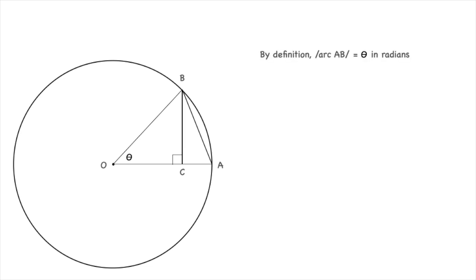By definition, arc AB equals theta in radians. The two radii in this diagram, OB and OA, both have a length of 1. BC is less than AB is less than arc AB, which equals theta. This statement, and many of the statements that follow, are obvious enough by inspection that I won't provide a more detailed geometric proof. But just know that such detailed geometric proofs do exist.